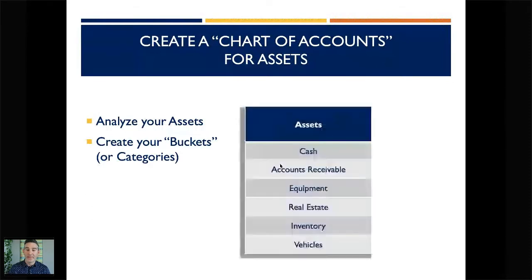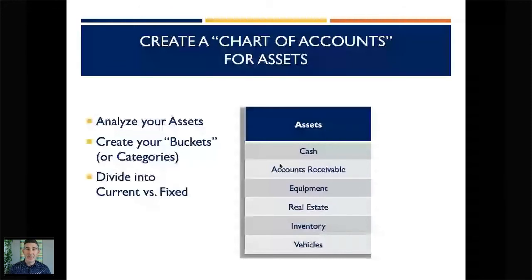We've already seen them, but you probably are going to have cash, hopefully. At some point you'll have cash. You may have accounts receivable. You'll have maybe some type of equipment or real estate, inventory, vehicles. These are all categories that you might see on your balance sheet.